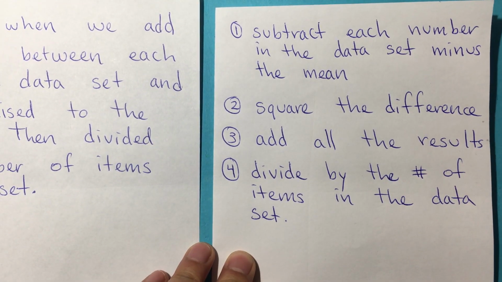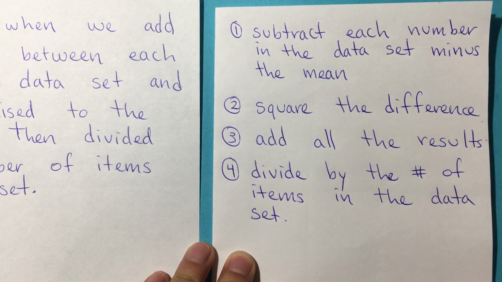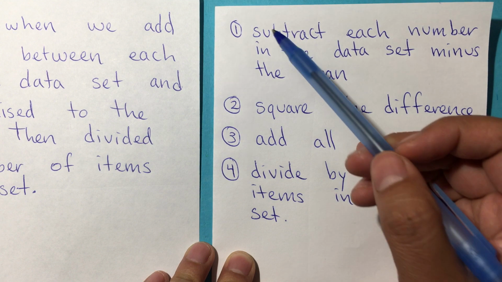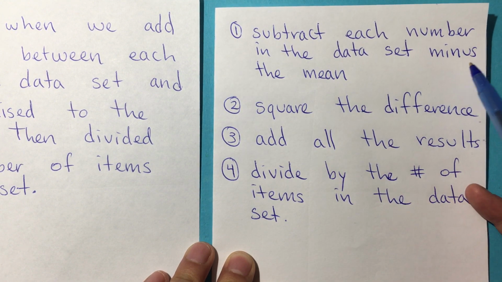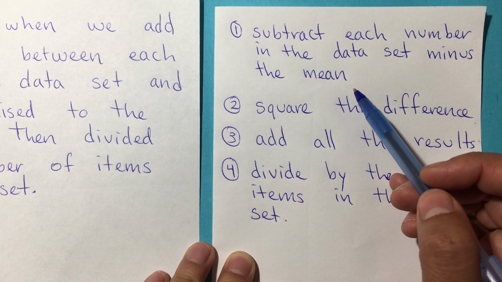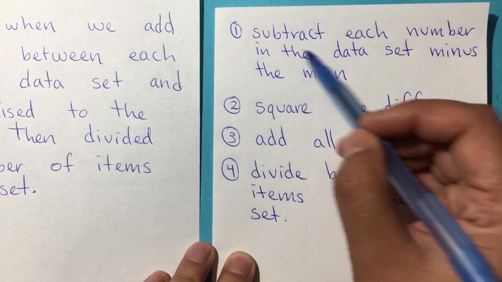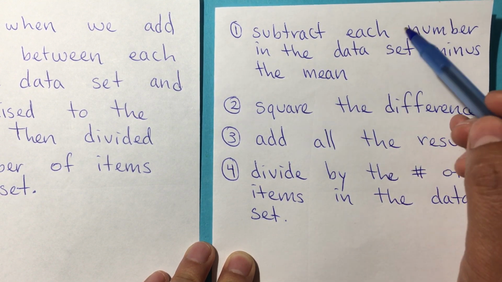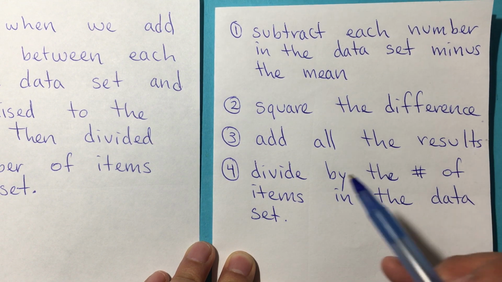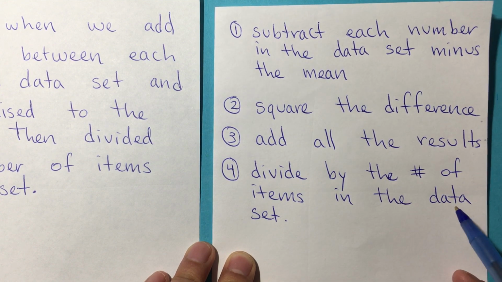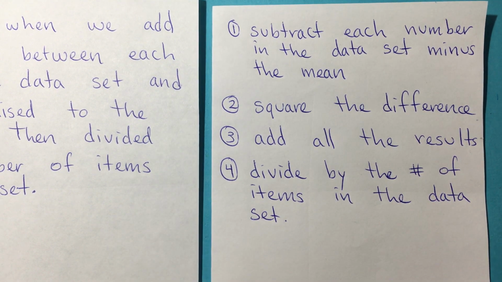It's just broken into steps, and usually you take the first 2 steps together when you're trying to find the variance. So the first step is to subtract each number in the data set minus the mean. Then you're going to square that difference, right? Difference means subtraction. So you're going to square each one of those. Then you're going to add the results. And finally, you divide by the number of items in the data set. And so we're going to take these steps, and I think it's going to make more sense once we start.